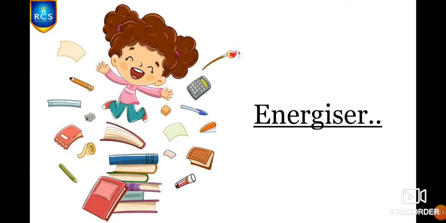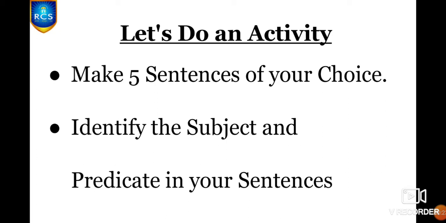And before getting into our session, let's do an energizer. Children, all of you be ready with your rough note or English note. Let's do an activity. Make 5 sentences of your choice and identify the subject and predicate in your sentences. Yes, children, you have to make 5 different sentences of your choice and identify the subject and predicate in your sentences. And after completing this activity, hand in Google Classroom.